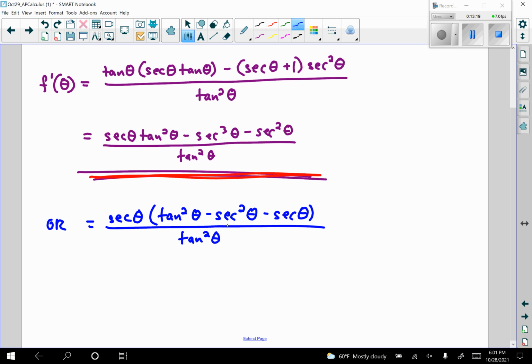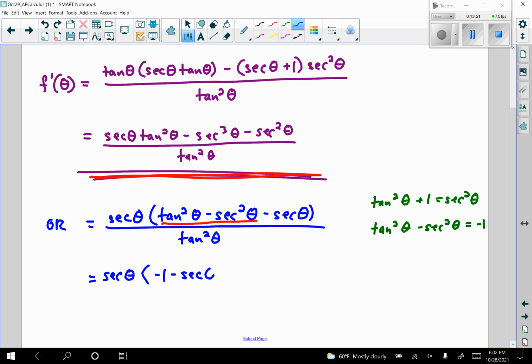If you notice this in here, that looks like some pieces of a Pythagorean identity. If you recall, tangent square theta plus 1 is equal to secant square theta. So if I rearrange this a little bit and say tangent square theta minus secant square theta is equal to negative 1, if I just switch those last two terms, so I could replace this now. So I'm going to get a negative 1 minus secant theta.